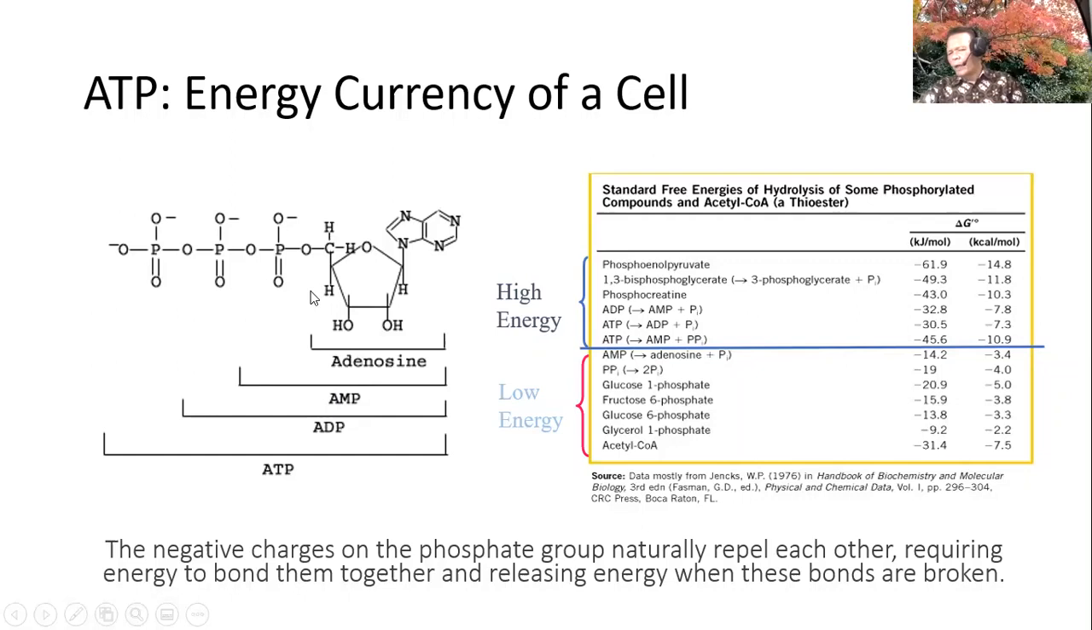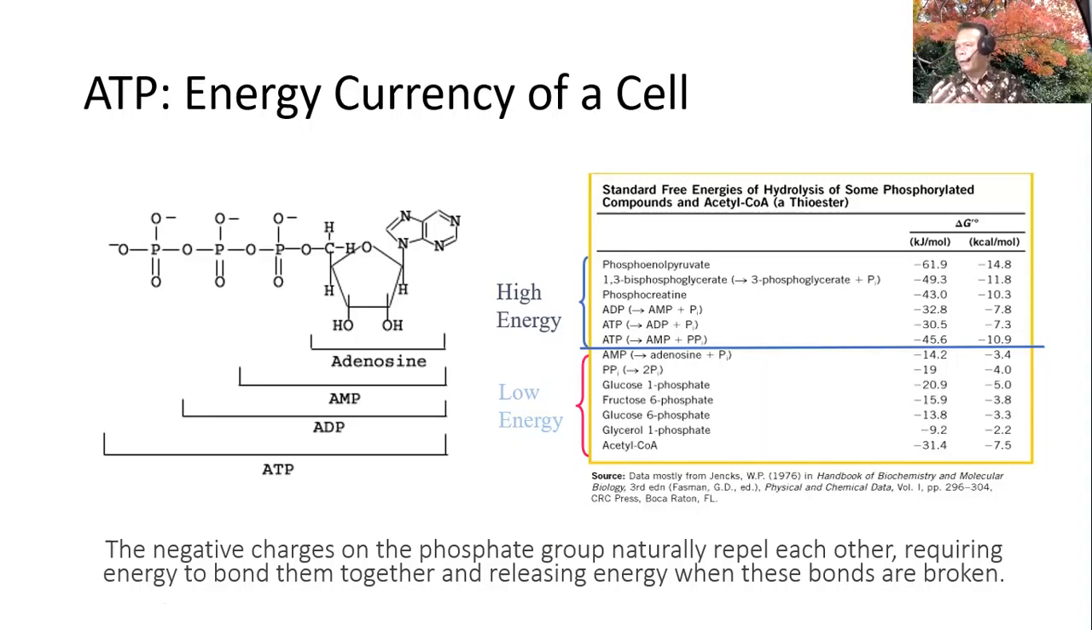In the formation of this one, because these are negative charges, there should be repulsion between them. So in discussing this, let's conclude that the negative charges on the phosphate groups naturally repel each other, requiring energy to bond them together and releasing energy when these bonds are broken. So in this case, ATP is abundant in energy.